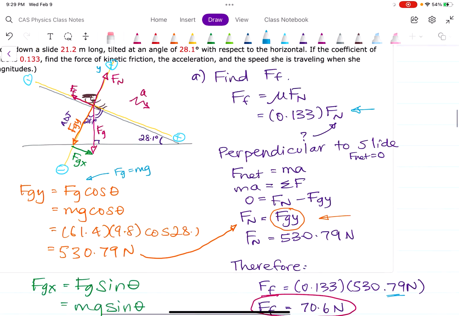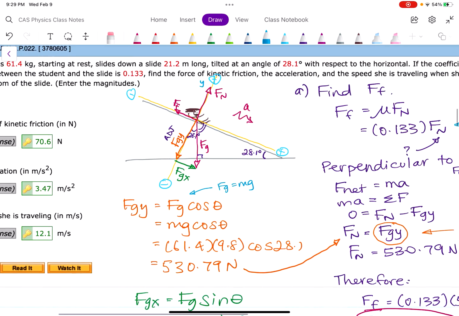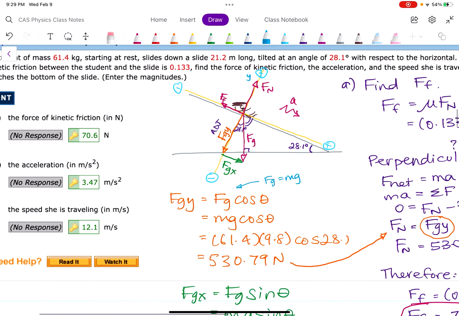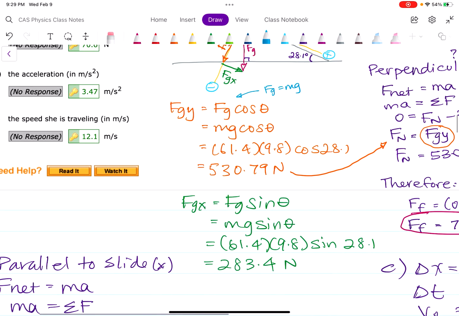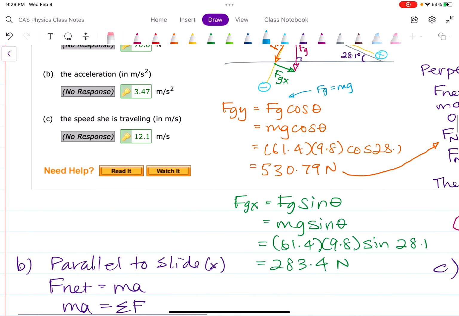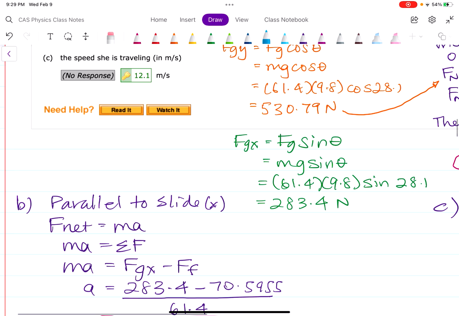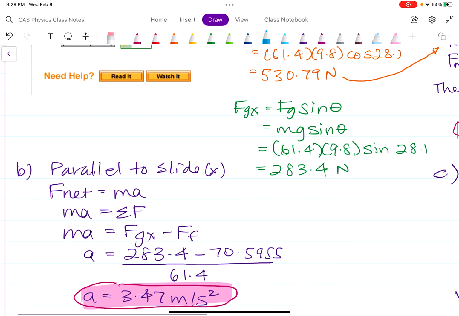Part B asks us to find the acceleration. Now, if I look at my kinematic information, I know the distance it traveled, and I know it starts from rest, but those are the only two things I know. So I don't have enough information to solve this through kinematics. What I have to do is go back to my dynamics. So I'm going to analyze this now, not perpendicular to the slide, but parallel to the slide.